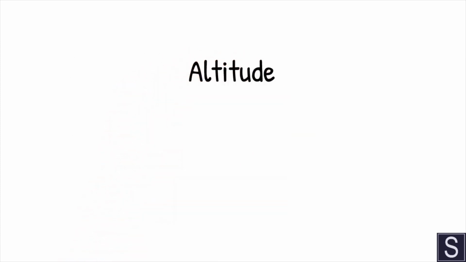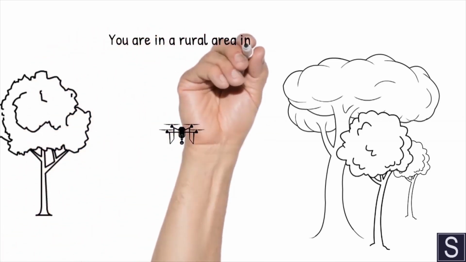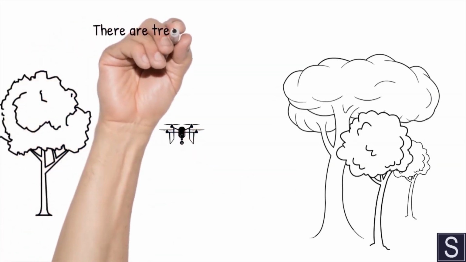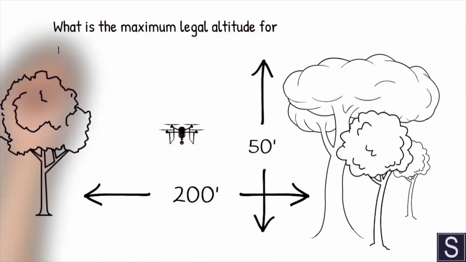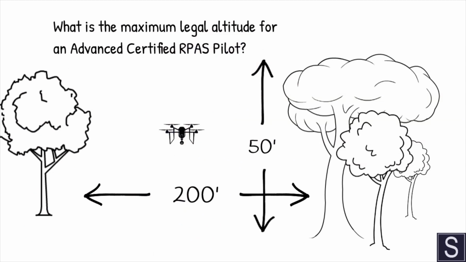In discussing RPAS altitudes, here we have it. You are in a rural area in uncontrolled airspace. There are trees nearby standing 50 feet high. What is the maximum legal altitude for an advanced RPAS pilot? The answer is 400 feet.